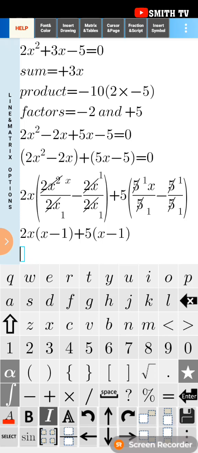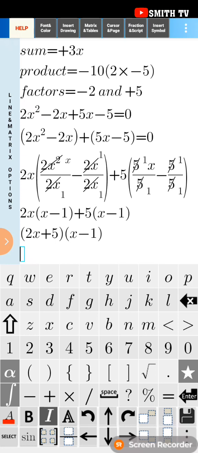So you just continue. Since I have both brackets the same, I will just take one of it. So first of all, I'll put my 2x and plus 5 in one bracket. So I'll just open the bracket and insert my 2x plus 5 in it. Now close the bracket. Then since I'm having two brackets, I'll just take one. Now I'll take it, open bracket, x minus 1, close bracket.